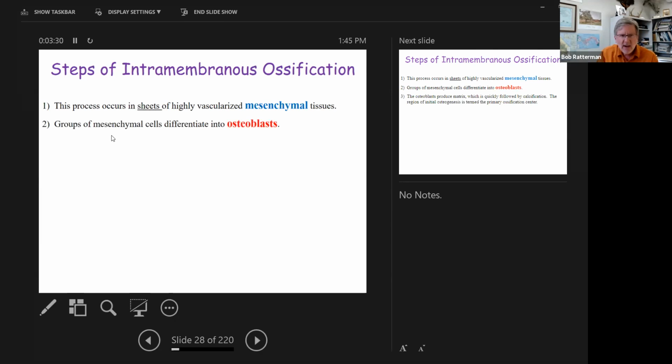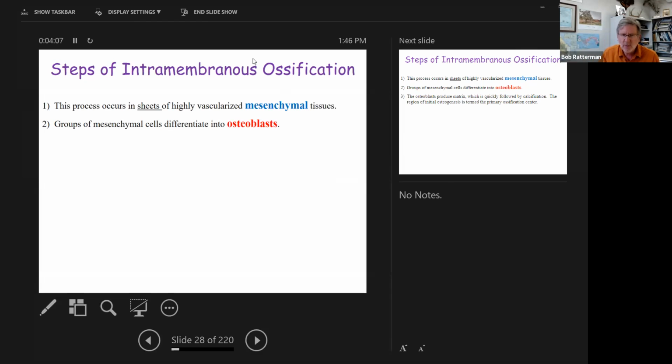At some point in time, clusters of these layered sheet-like mesenchymal tissues, these cells differentiate. You know what that means, differentiate? Just a fancy name for what? Anybody know? Differentiate. It basically means they change into, they undergo a significant structural change and they develop into, in this case, osteoblasts.